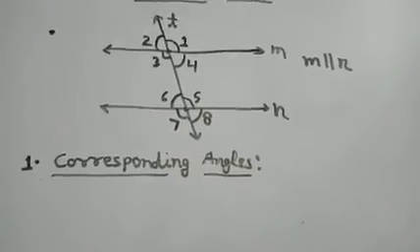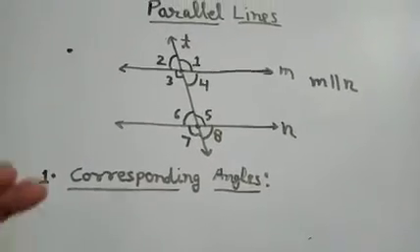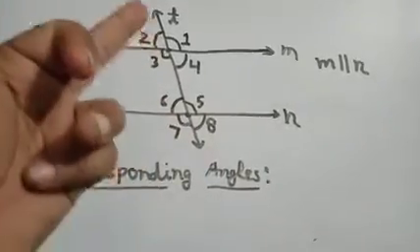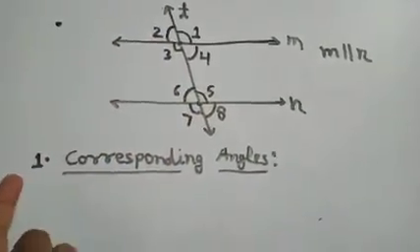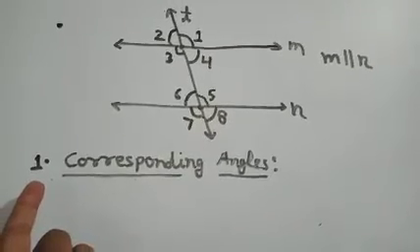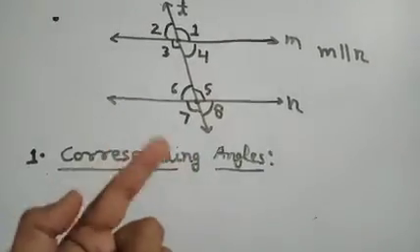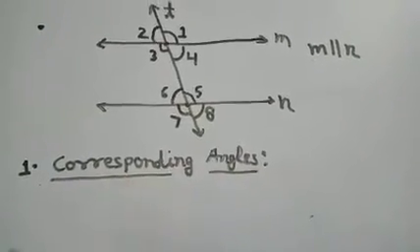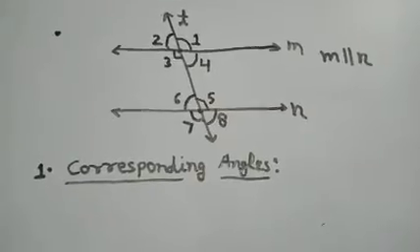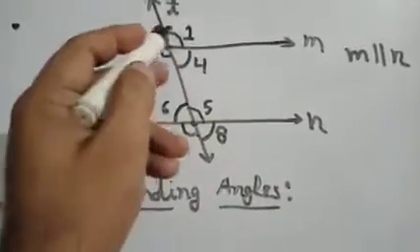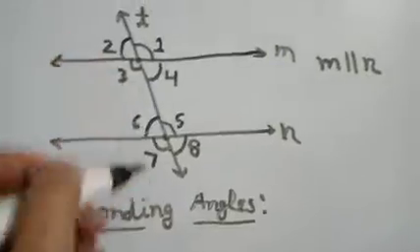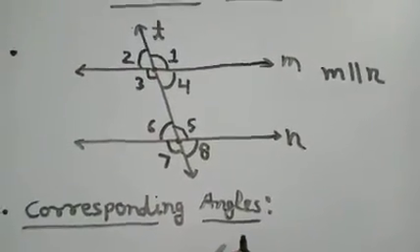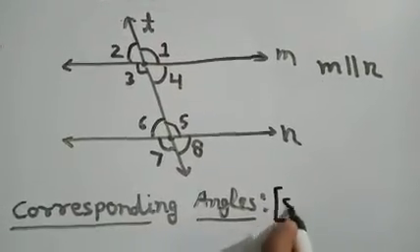Now students, you have to move on to the main topic. When lines are parallel and a transversal cuts these parallel lines at distinct points, the first pair of angles made by the parallel lines and transversal is corresponding angles. What are corresponding angles? Look inside the figure. Angle 1 and angle 5. Corresponding angles are on the same side of the transversal.